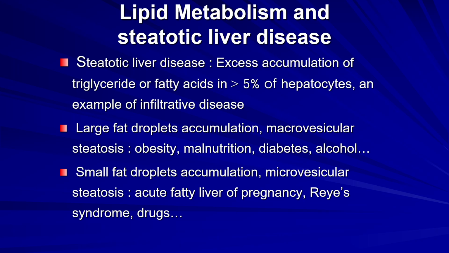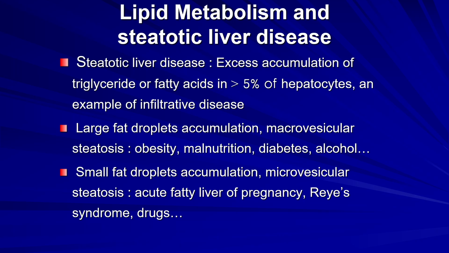It is generally divided into two types, what we call the large fat droplet accumulation or macrovesicular steatosis, which is typically seen in patients with metabolic dysfunction, namely obesity, malnutrition, diabetes, but it also can be seen in patients who misuse alcohol, the so-called alcoholic liver disease.